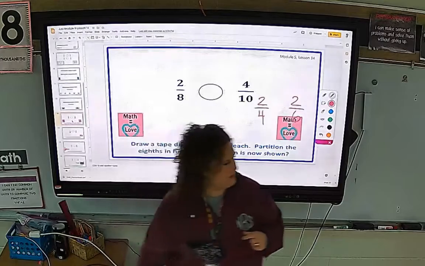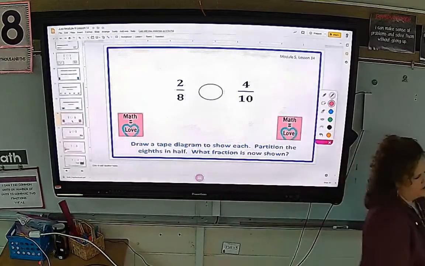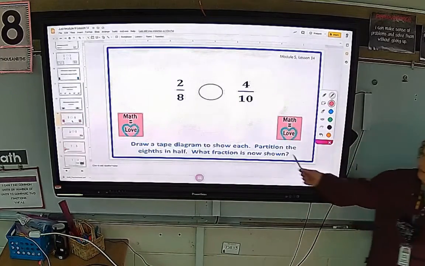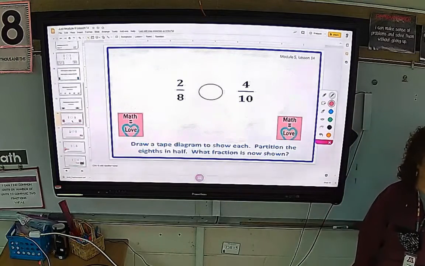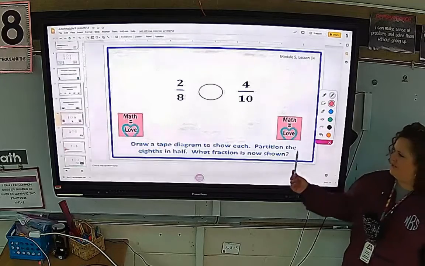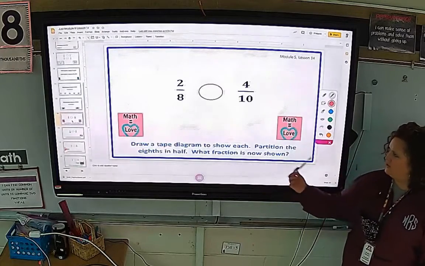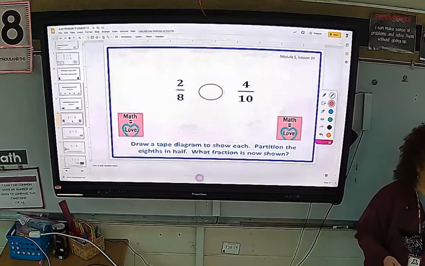All right. Now, here we've got to look at the direction. Draw a tape diagram to show each. Are we back to that? We are for right now. Okay. Partition the eighths in half. What fraction is now shown? Okay, we'll get there in a second.